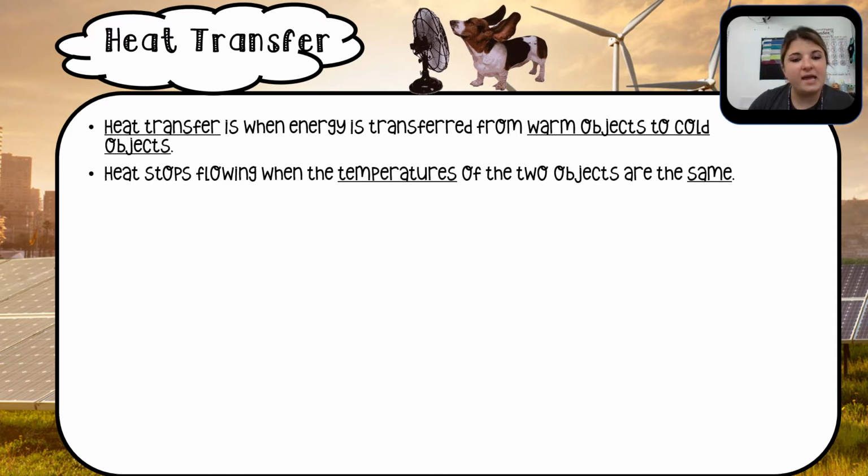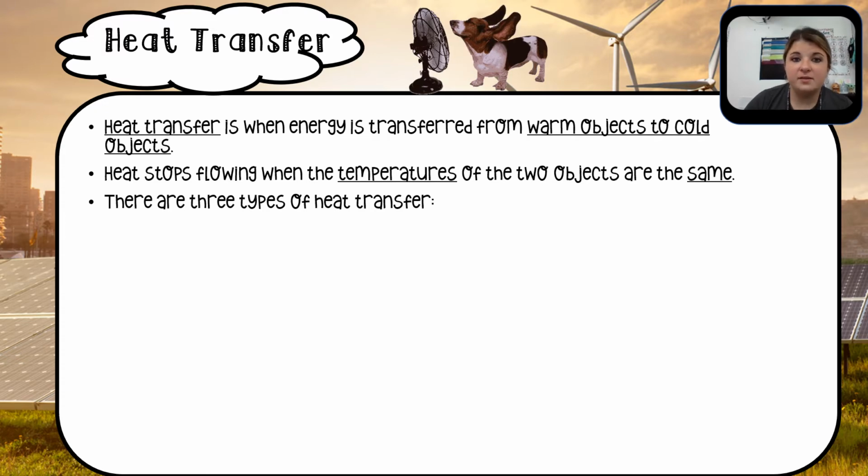So if you put your hand on a desk or a table and it feels cold, if you leave your hand there long enough, eventually the desk will feel like it's the same temperature as your hand. That's because the heat or the energy is flowing from your warmer hand to the colder table or surface. And then once they're the same temperature, it'll stop flowing. So that's why it wouldn't feel cold anymore.